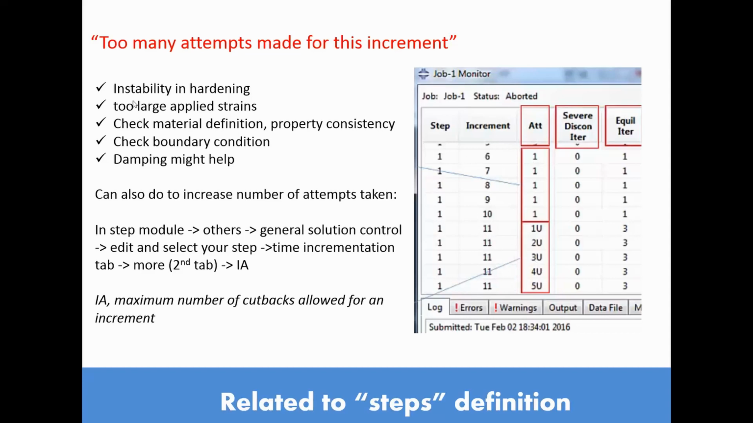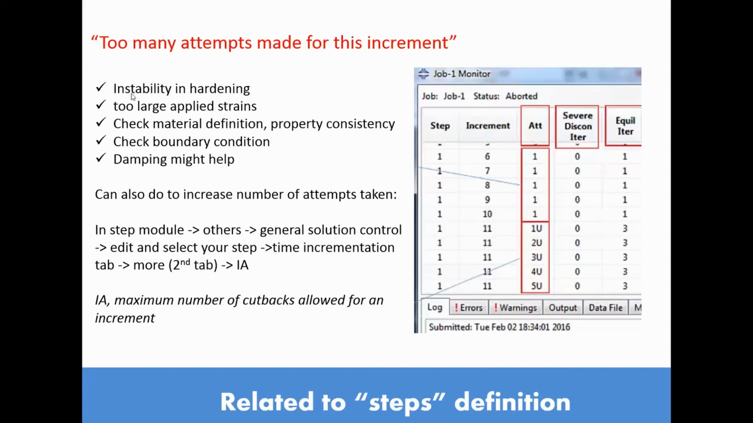and some of the root causes are instability in hardening. That's what happened in our particular case. And then too large applied strain. You have to check the material definition, that this is not impractical. You have to look for consistency in the property of this material, check the boundary condition, and sometimes damping might help to overcome this sort of non-linearity.